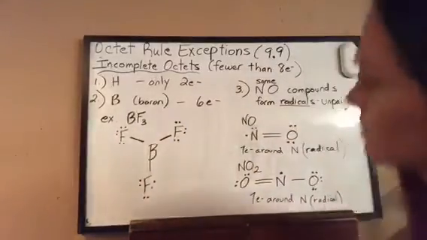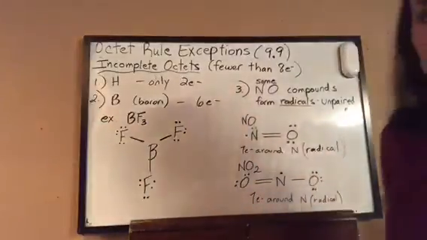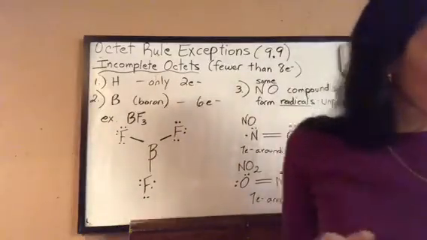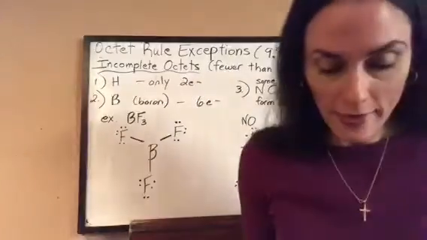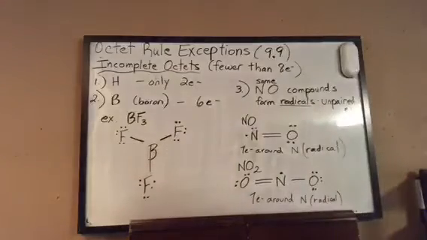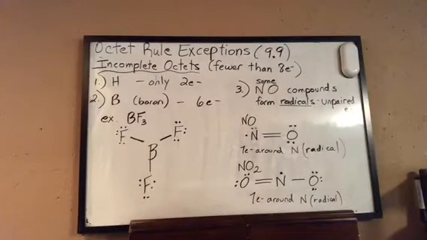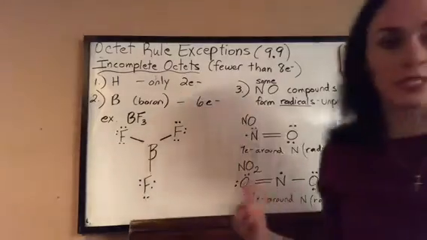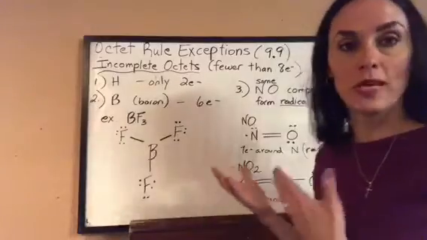Some common octet rule exceptions are discussed in section 9.9. Now, if you notice in this video, I did sections in the order of 9.4, 9.5, 9.7, and 9.9. I wanted to keep all of the Lewis structure content together, so I don't really prefer how the author of the textbook explains this. I feel like there's a little bit of jumping around, which is why I have it presented this way in one video.